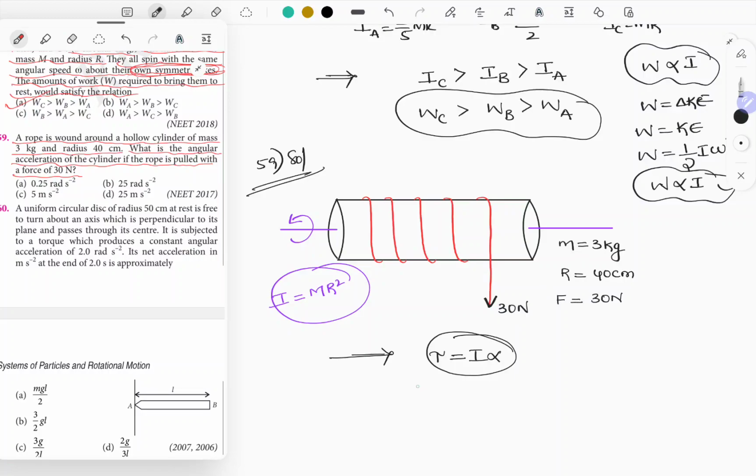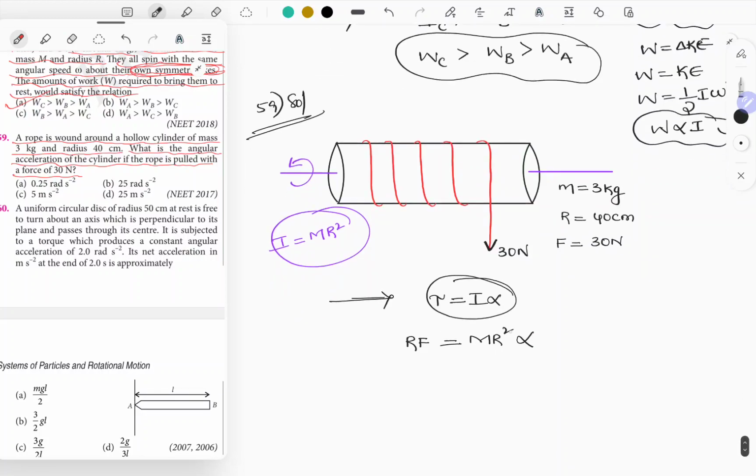What's the formula for torque in the form of radius and force? It is going to be R into F, which is equal to moment of inertia, mR square, into alpha. So R will get cancelled out. So force is 30 newtons, which is equal to mass, which is 3, R is 40 centimeter, it is 0.4, into alpha.